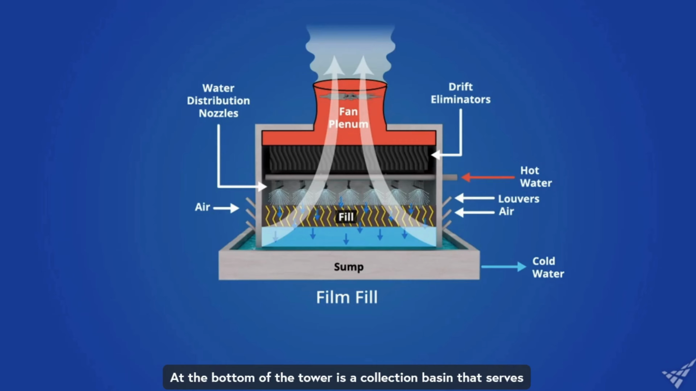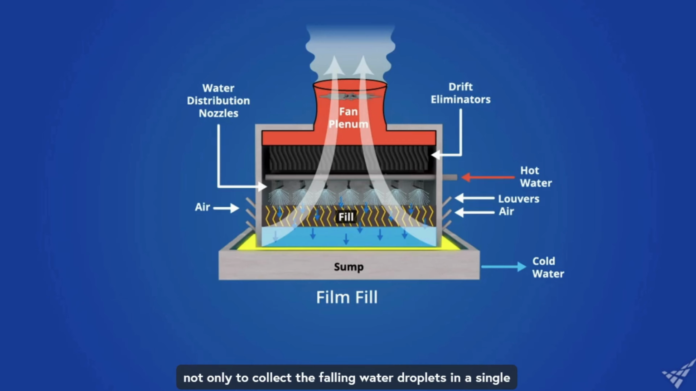At the bottom of the tower is a collection basin that serves not only to collect the falling water droplets in a single vessel, but also provides a storage reservoir of cooled water for the recirculating cooling loop.